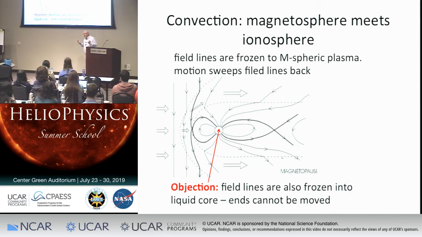I love appealing to reconnection. Not sure that's really the right answer here, because I don't see a lot of reconnection going on between the core and the ionosphere, say. Okay, they're flexible. But do you mean over millions of years they're just constantly being stretched and stretched and stretched?